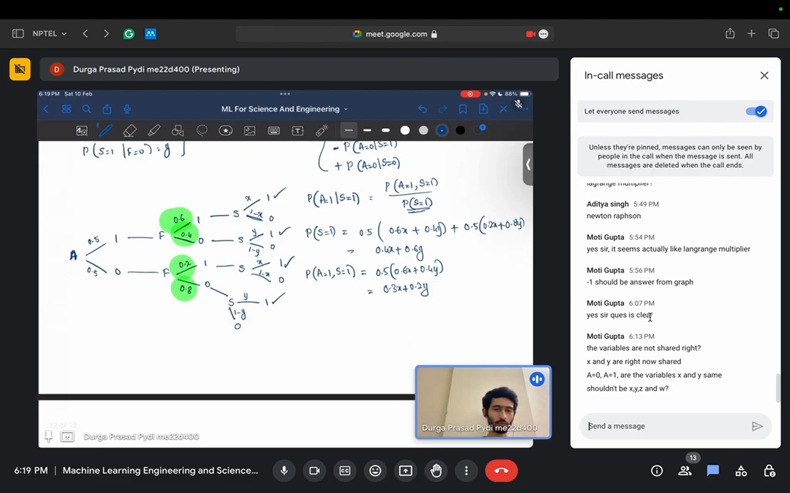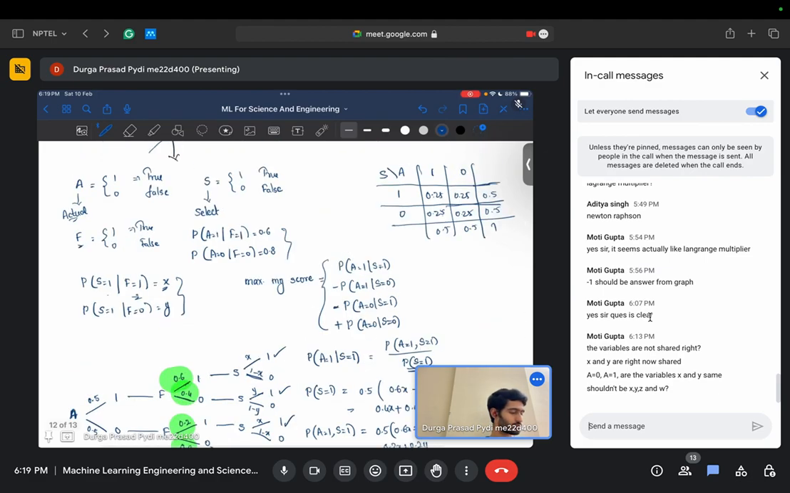Similarly, I can do the other probabilities as well. Maybe you can just quickly tell me, say if I want to calculate a equal to 0 and s equal to 1, what would that be? Pardon me here. So here, instead of actually writing conditional probability, I should actually be maximizing the joint probability, because I want to maximize my chances of.